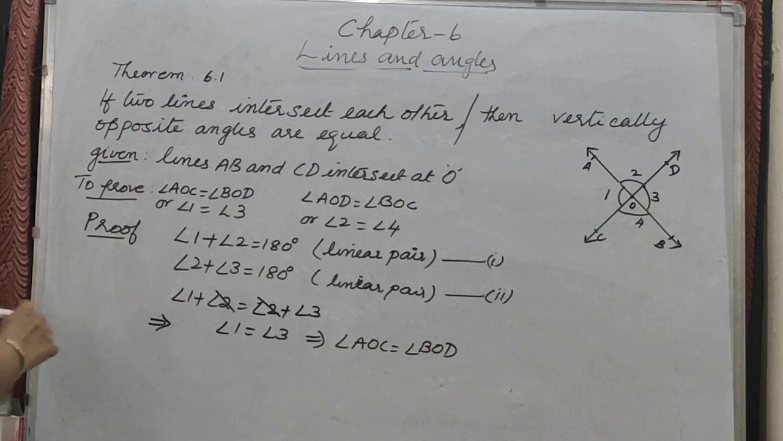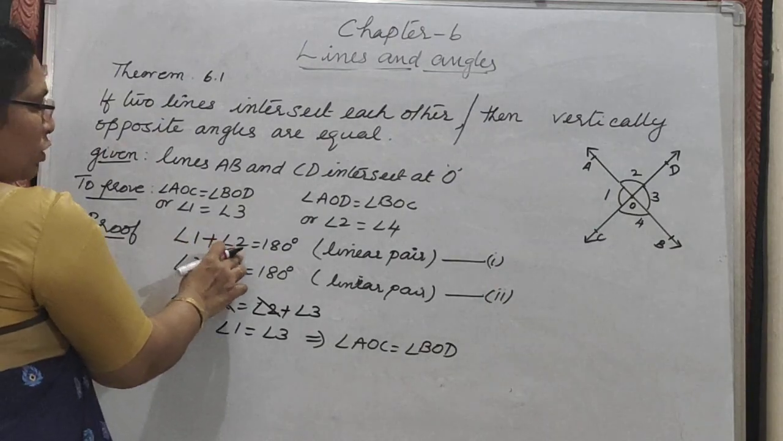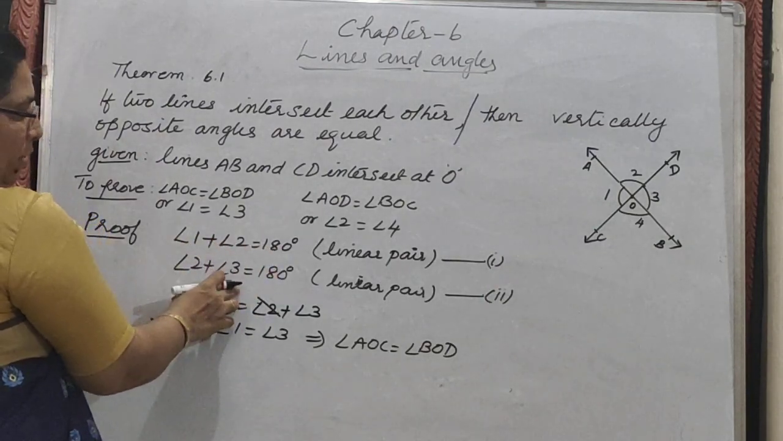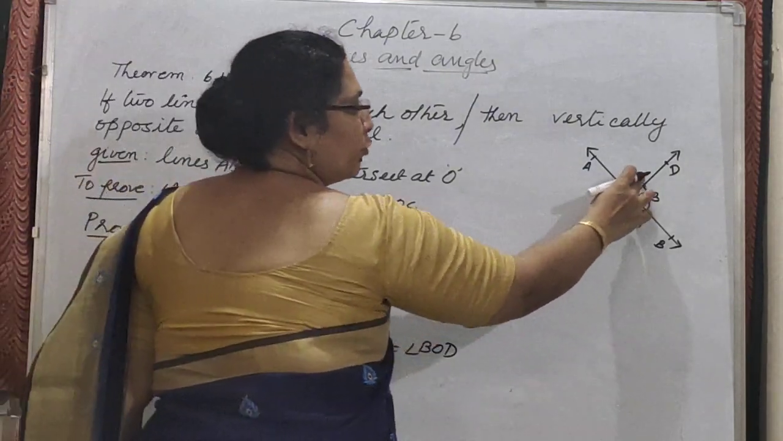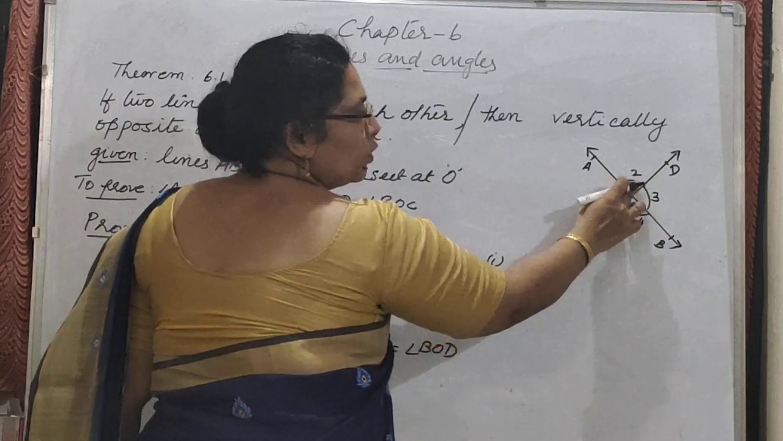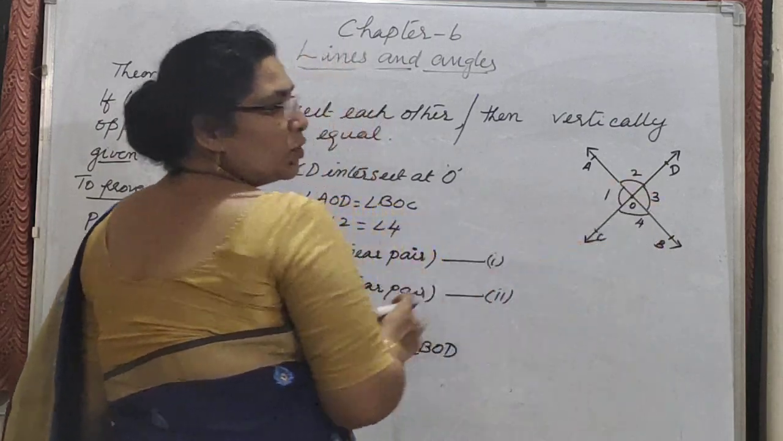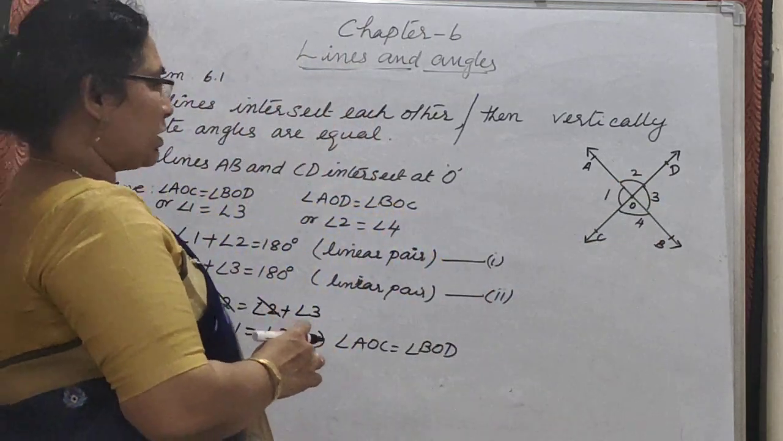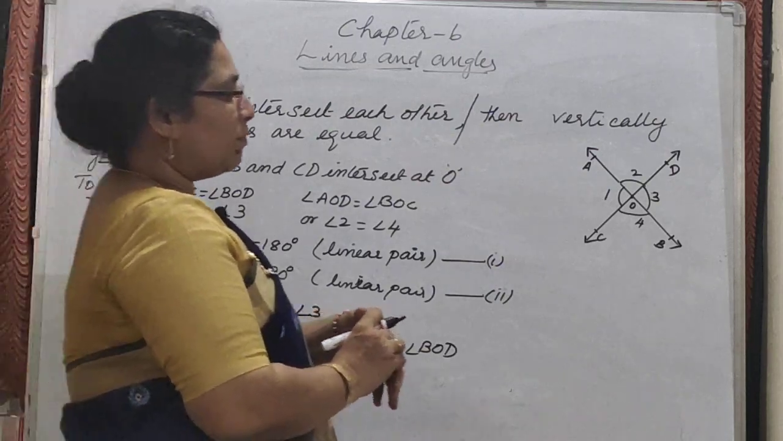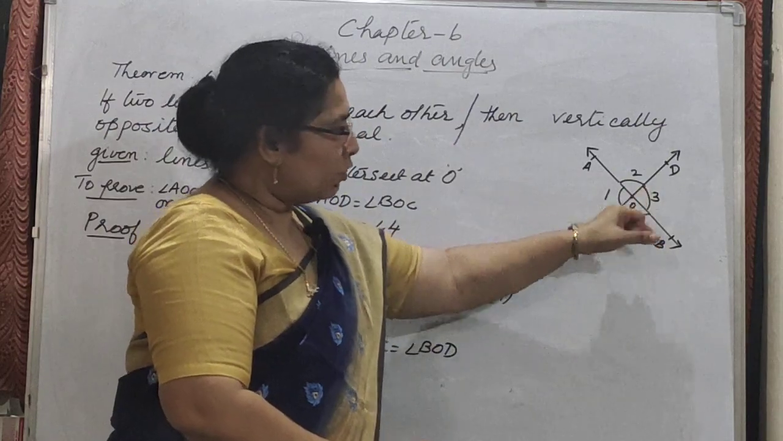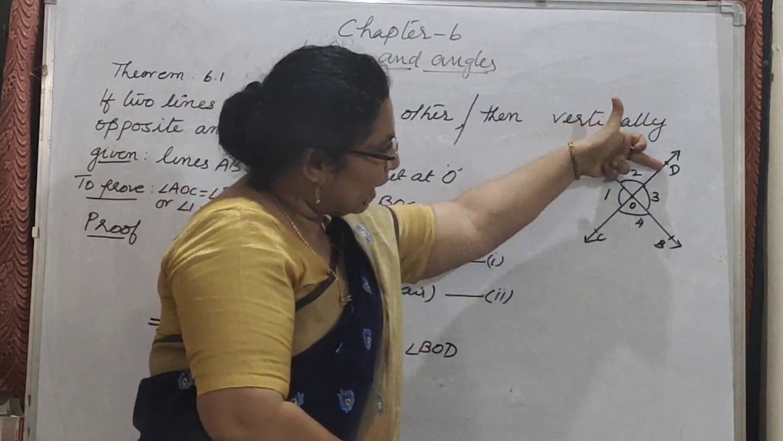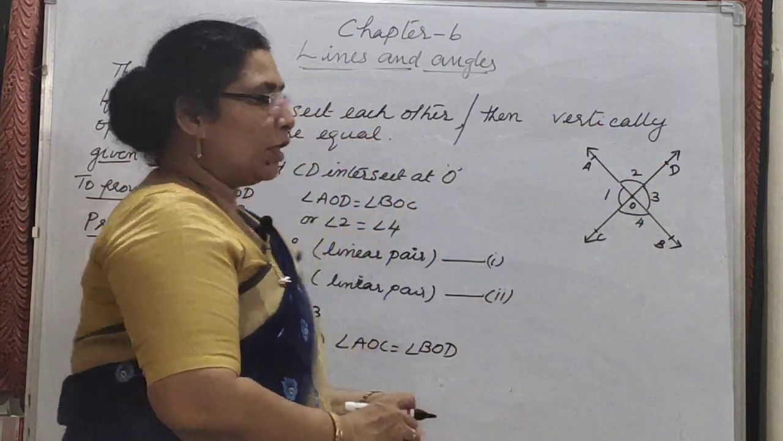Similarly, this time we have taken angle 1 plus 2 equal to 180 degree, then 2 plus 3 equal to 180 degree. Now what is the next? We need to prove 2 and 4 are equal. So 2 plus 3 and 3 plus 4 also I can take as 180 degree. What is the reason? It's a linear pair. See that one? 2 plus 3, the line is AOB, 2 plus 3 equal to 180 degree. 3 plus 4, the line is COD, that is also equal to 180 degree.